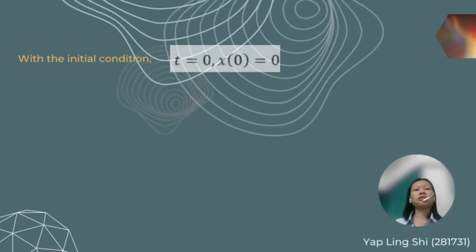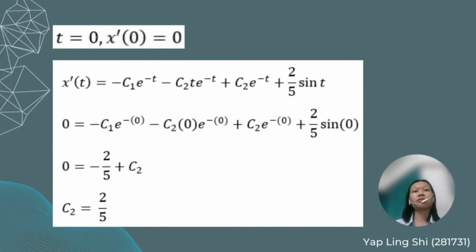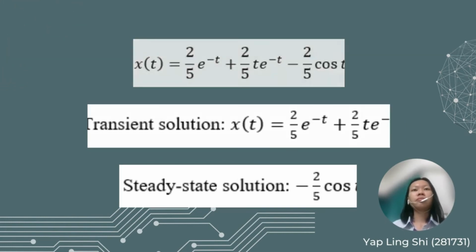When t equals 0 and x(0) equals 0, after solving the equation, c1 equals 2/5. Then when t equals 0 and x prime(0) equals 0, after solving the equation, c2 equals 2/5. The specific solution is 2/5 e to the power of negative t plus 2/5 t e to the power of negative t minus 2/5 cos t. Therefore, the transient solution is x(t) equals 2/5 e to the power of negative t plus 2/5 t e to the power of negative t, and the steady state solution is minus 2/5 cos t.